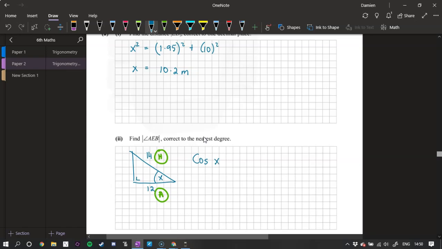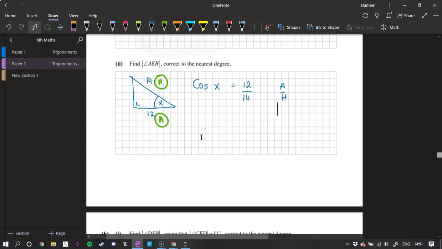So adjacent and hypotenuse is cos. So we've got the cos of x is equal to the adjacent over the hypotenuse, which is 12 over 14. Adjacent over hypotenuse. And then we can just work out x. So x is going to be equal to the inverse cos of 12 over 14. That's going to give you a value of 31 degrees.